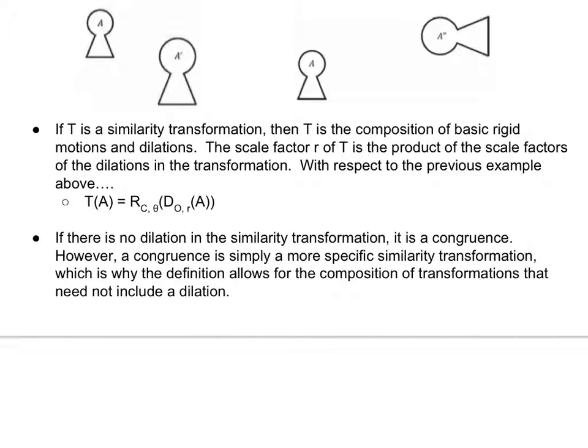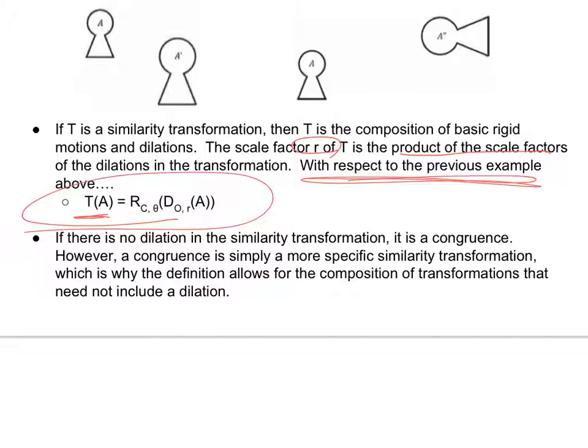Alright, so we're finally looking at A to A double prime. So if T is a similarity transformation, then T is the composition of basic rigid motions and dilations. The scale factor r of T is the product of the scale factors. And then with respect to the example that I sort of cut and pasted above, we see the similarity transformation of A is what we did first. We go on the inside. We dilated about center O, a certain scale factor of A.